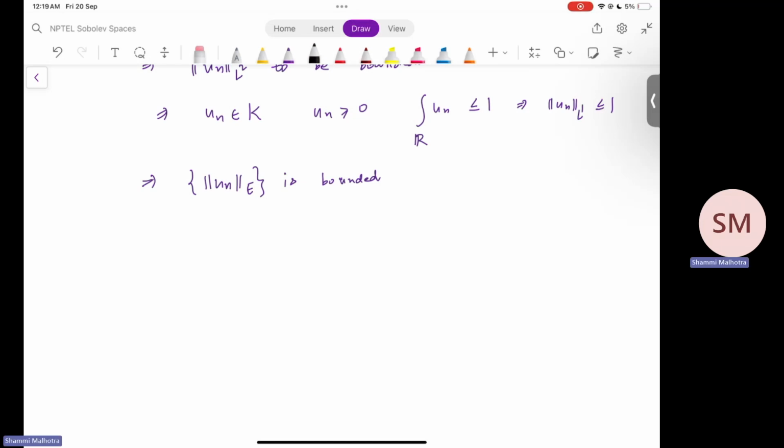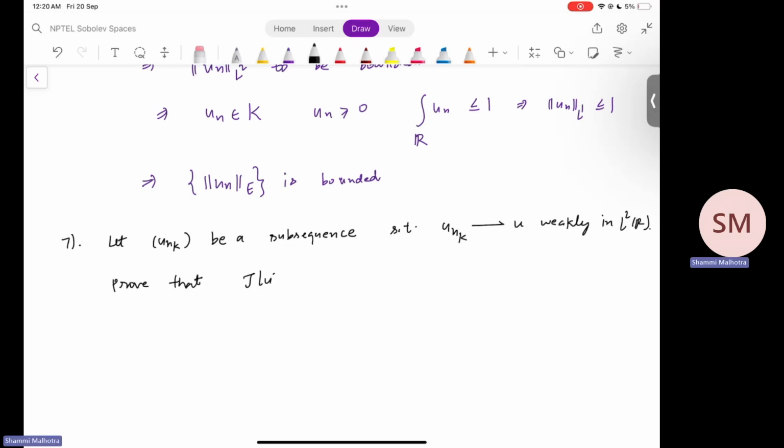So the next final thing which we want to know is that unk be a subsequence such that unk converges weakly to u in L2 of R. This is possible because L2 is a reflexive space, so every bounded sequence will have a weakly convergent subsequence. What we want to prove is that J of u is actually m only. So the minimum is actually attained.